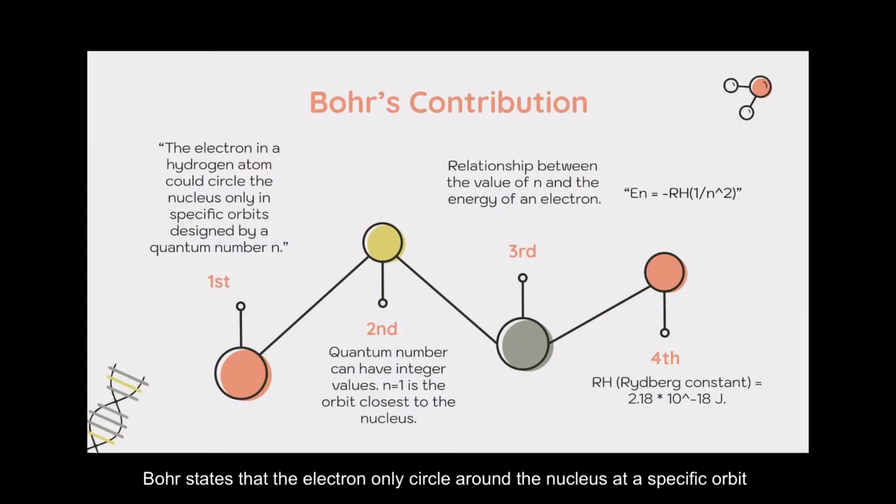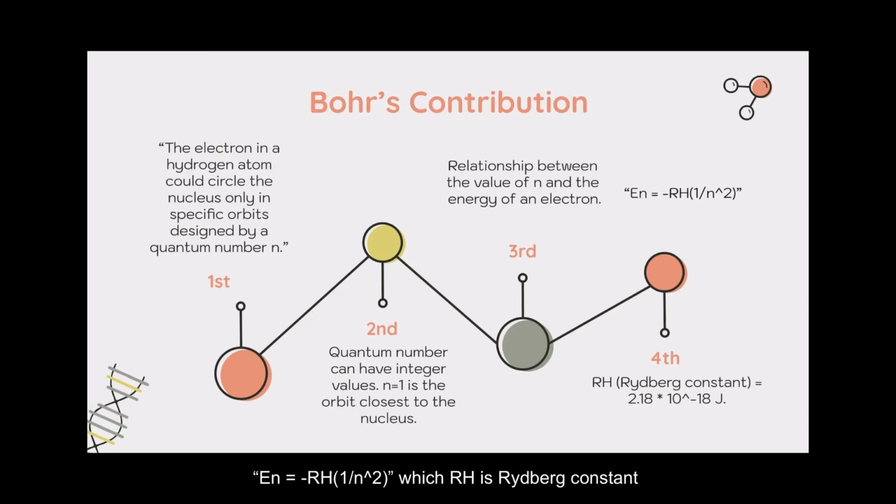Bohr stated that the electron only circles around the nucleus at a specific orbit designated by quantum number n, or energy level. This quantum number n can be an integer, in which n equal to 1 is the orbit closest to the nucleus. Bohr also came up with the relationship between quantum number and the energy of an electron: En equals negative Rh multiplied by 1 over n squared, in which Rh is the Rydberg constant.